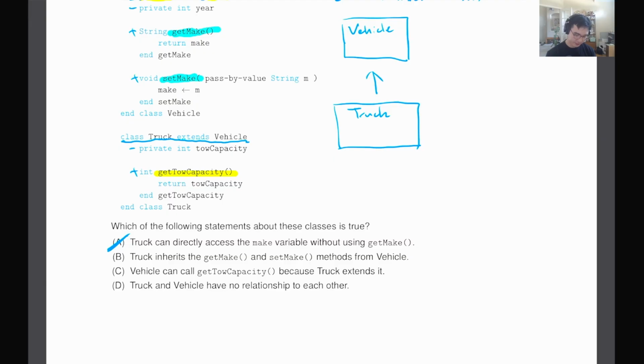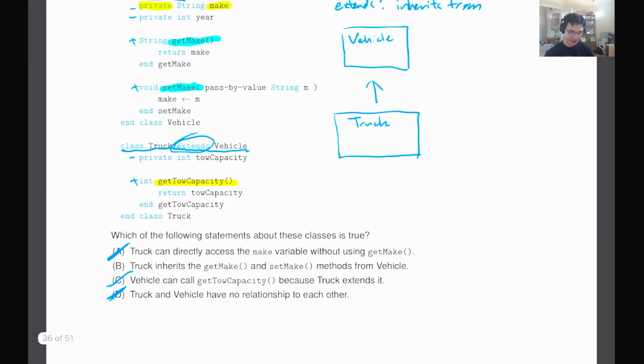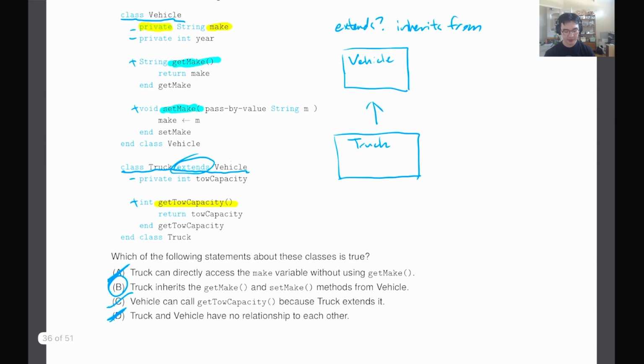So C is wrong. And D, truck and vehicle have no relationship to each other. Well, we drew the UML diagram and we also see this keyword extends. So obviously truck and vehicle do have a relationship to each other. So D is wrong. That means B is the best and the only true answer.